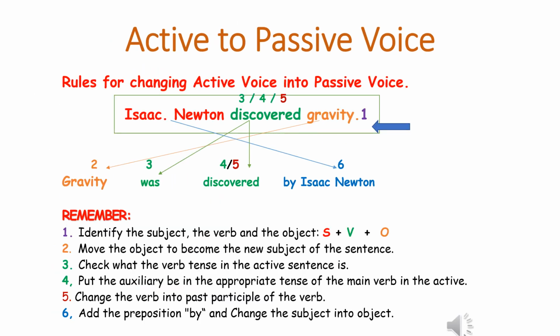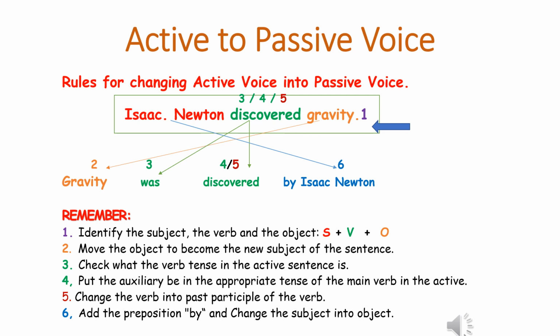So far, things are becoming clear. If you want to change an active sentence to a passive sentence, remember to follow these 6 steps. The first step, you have to identify the subject, the verb, and the object. In this example, Isaac Newton discovered gravity. The subject is Isaac Newton, the verb is discovered, and the object is gravity.